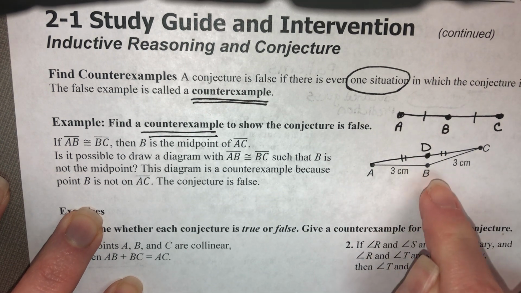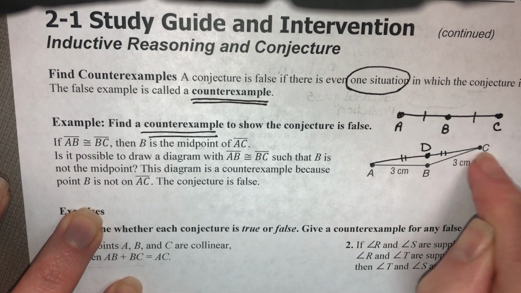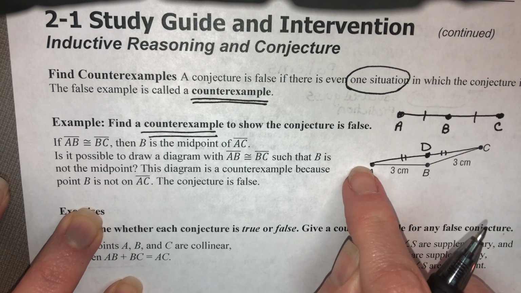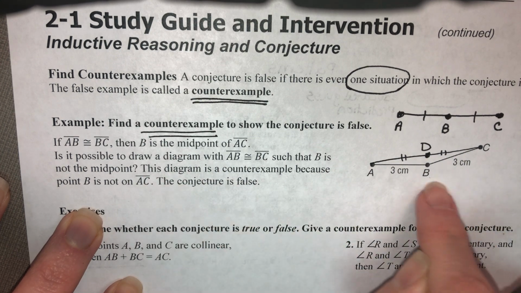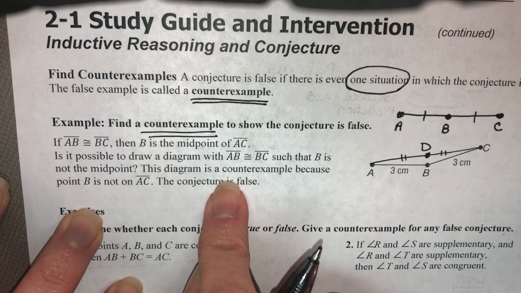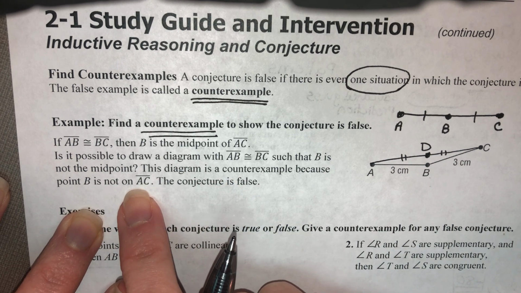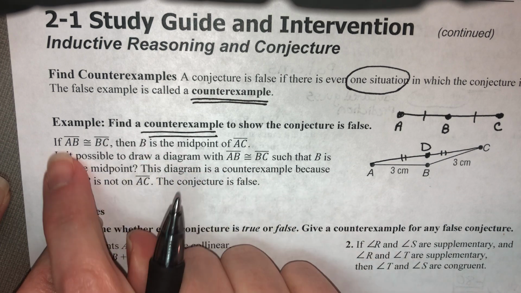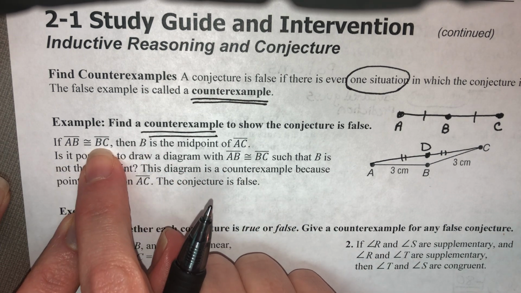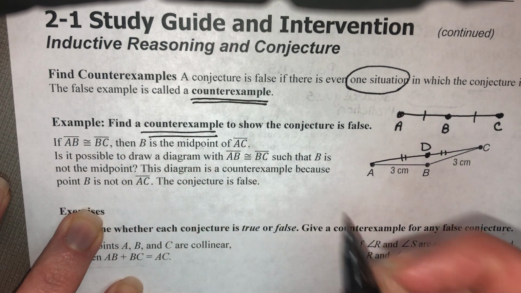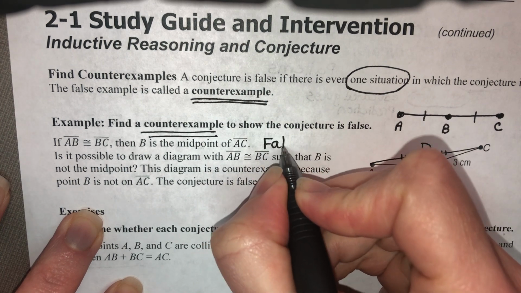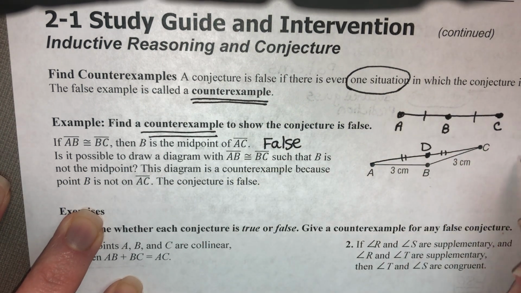B is not the midpoint. It doesn't even fall along the segment AC. So this diagram over here shows a counterexample because B is not even lying on the line segment AC. So this conjecture, if AB is congruent to BC, then B is the midpoint of AC, is false. It's a false statement, and here is the counterexample.